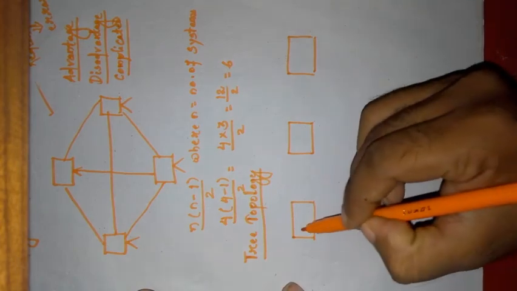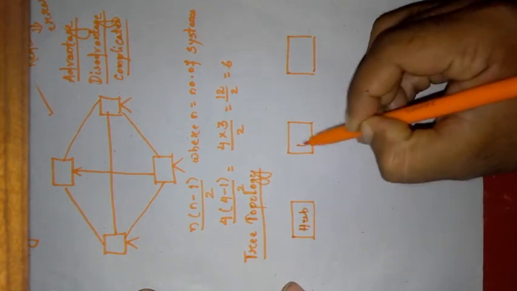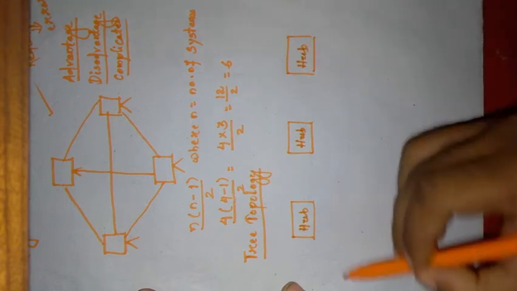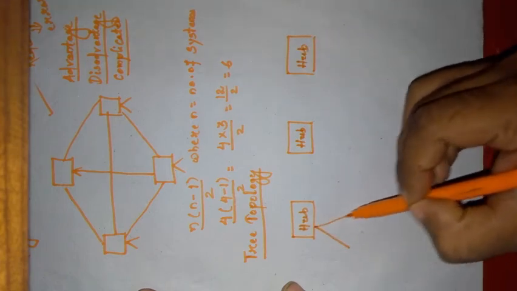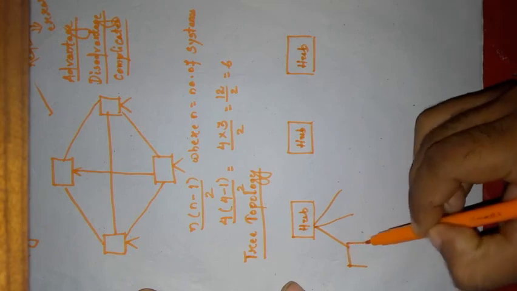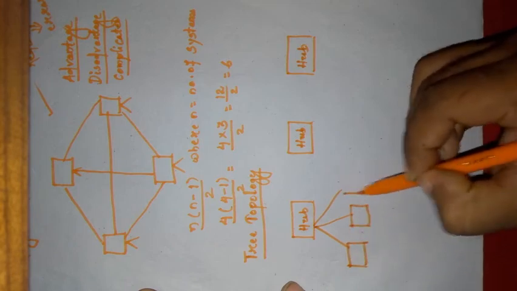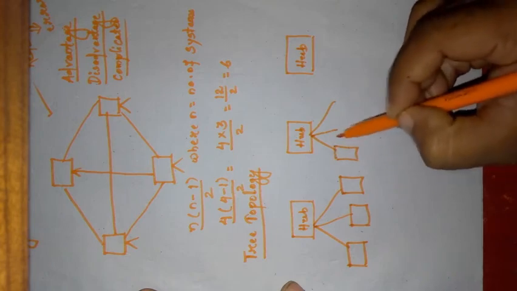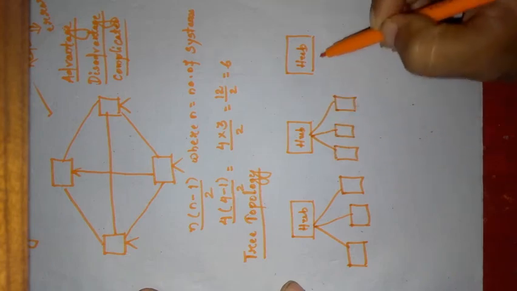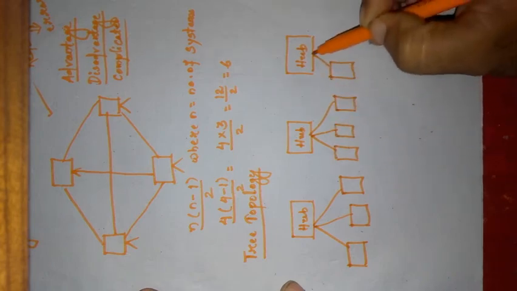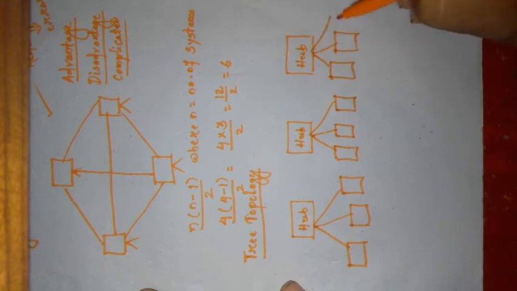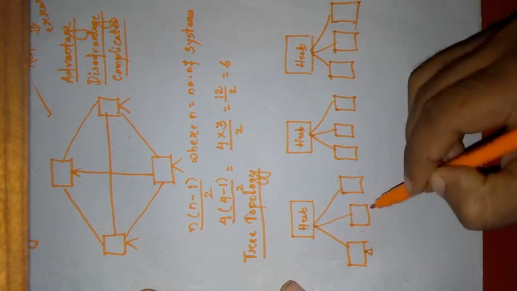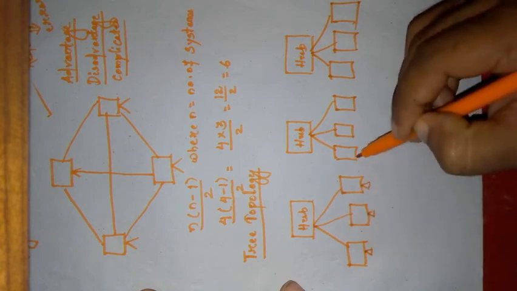In a star topology, there is a hub. Here is another hub. Here is another hub. In a star topology, many systems are connected to a hub. Yes or no? Actually, it is yes, because in a star topology there is a hub and every system is connected to the hub.